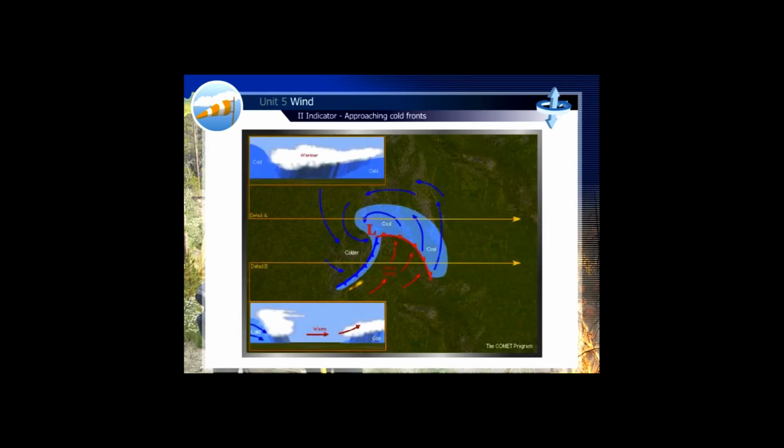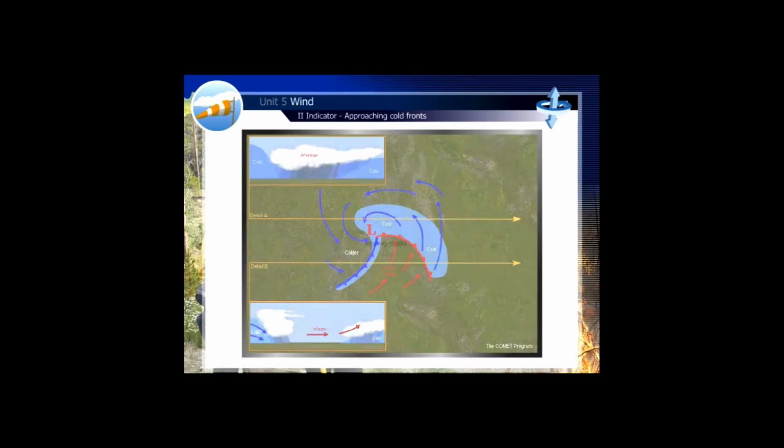High, fast-moving clouds are another indicator. If clouds are moving in a different direction from the surface winds, anticipate wind shifts. An approaching cold front is also an indicator. Expect dangerous conditions due to stronger winds and changing wind direction. Cold fronts have been responsible for many erratic and extreme fire behavior events due to strong, sudden wind shifts.